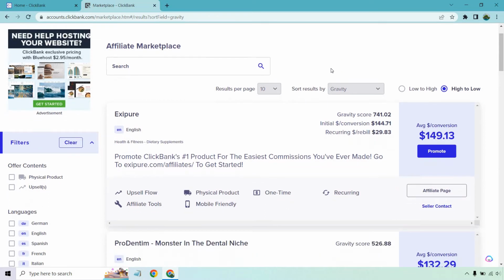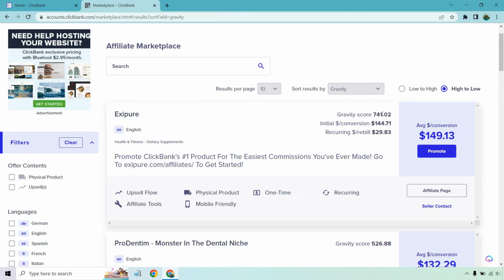So here we are. I sorted by gravity. In case you're not familiar with gravity, it's going to be shown right here. The gravity score, 741, is definitely going to be the highest. This is a good idea that these offers are very hot. To explain gravity very quickly, say if I made a sale for Exapure, it's going to go up one, so it would go to 742.02. If I make one sale, if I make 100 sales, it still goes up one.